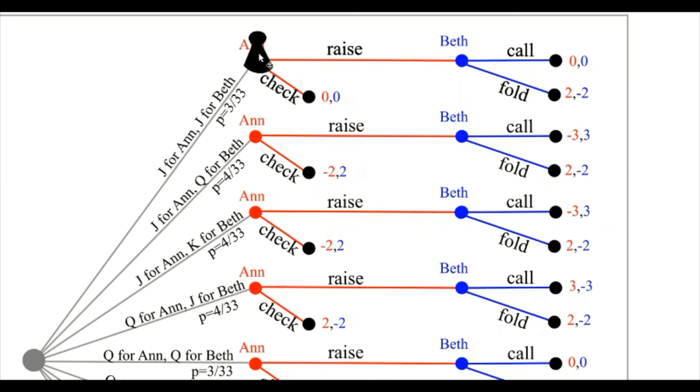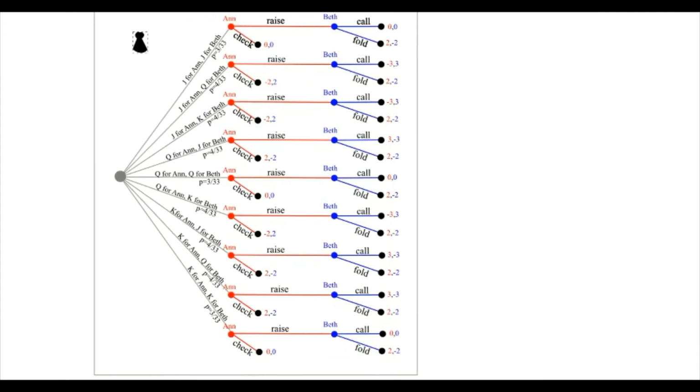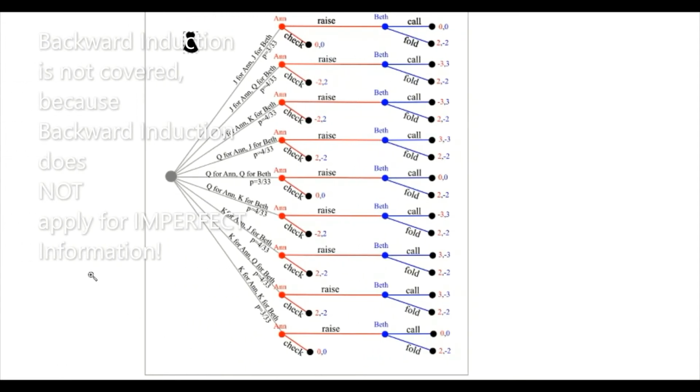For sequential games with perfect information, there is a very powerful tool, backward induction. Now, backward induction is not covered in this video because backward induction does not apply to these games. It does not apply to games with imperfect information.